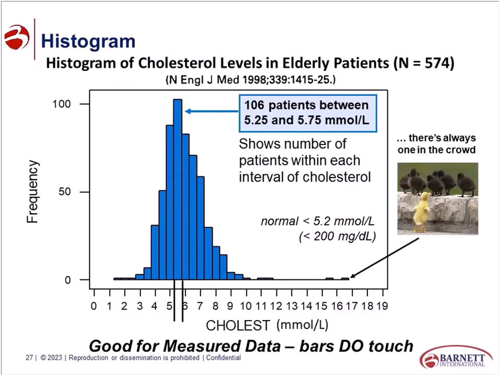Okay. Now, most people would say this is a bar chart, and it's not. It's called a histogram. Bar charts are used for nominal data and ordinal data. Histograms are used for discrete data and continuous data.